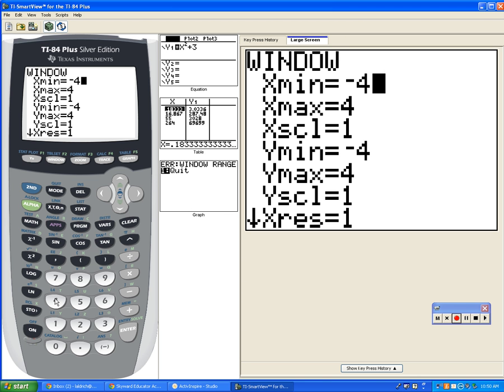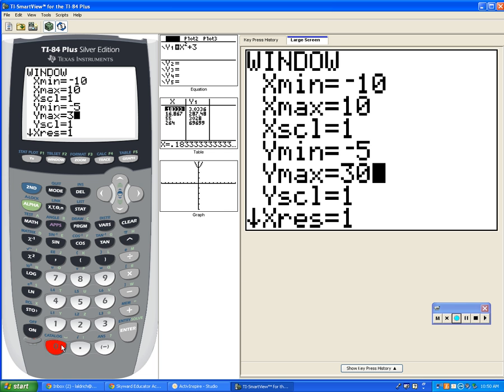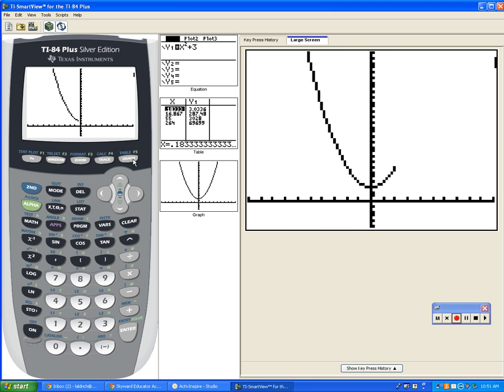-10 by 10 is the next thing they wanted. That's the standard one, yeah, but then they want the y's to be -5 by 30. Okay, so just so you're familiar with the notation, the first two numbers in brackets is the x range, and then the second two numbers in brackets is the y range. -10 to 10 on the x's and -5 to 30 on the y's.